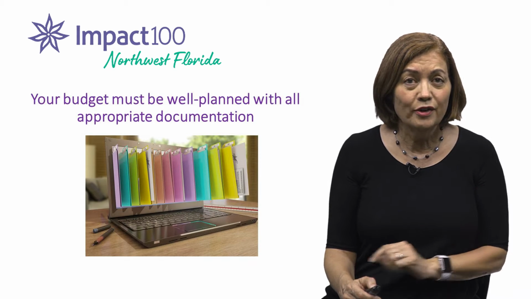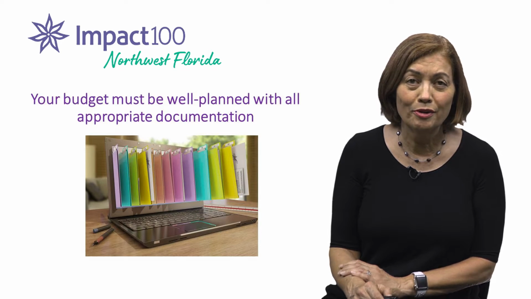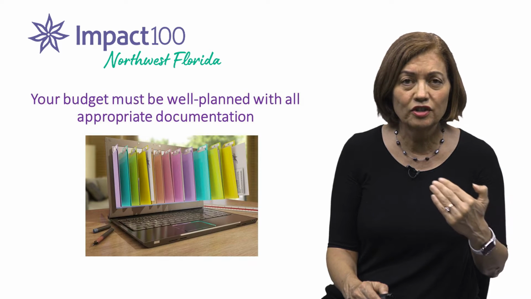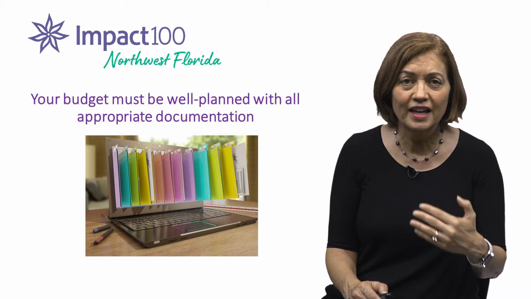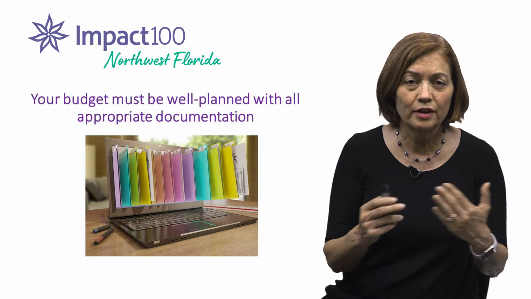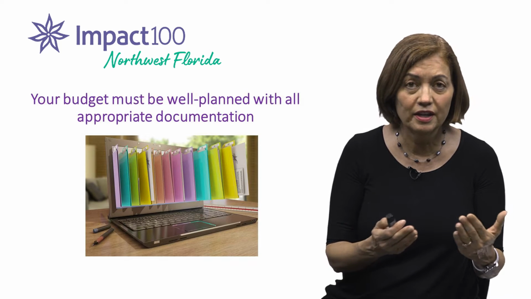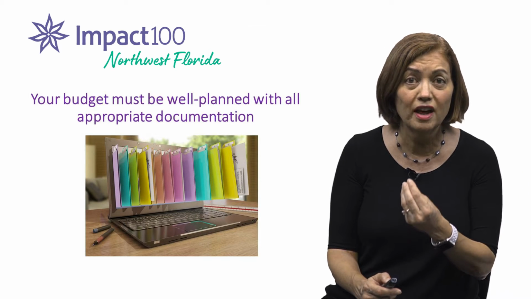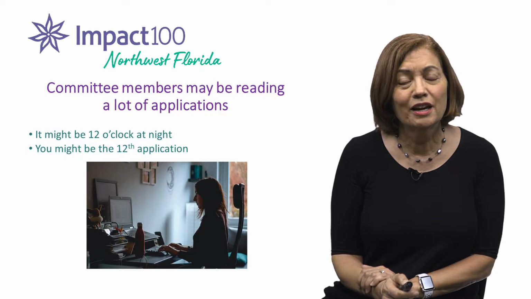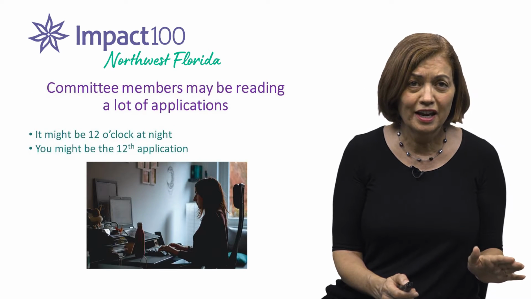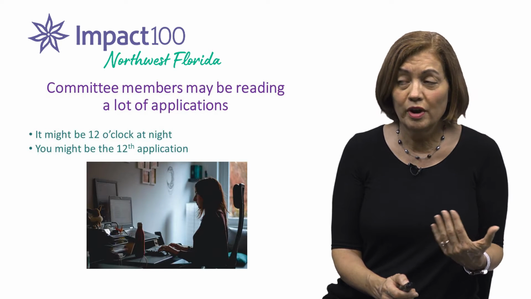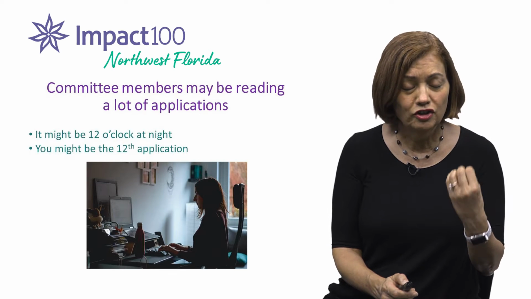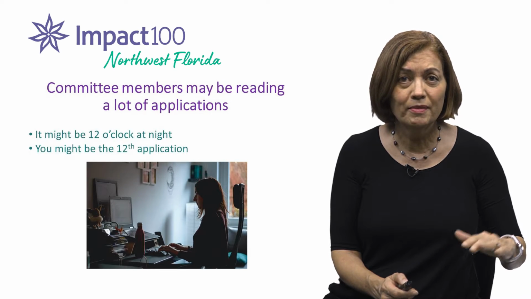A critical element of your application is the budget. It's important that it's very well planned and that all the documentation is right there and accessible and clearly labeled so that when the grant committee members are reading the application, they really understand your budget and know that they've got all the appropriate documentation they are looking for. One thing to keep in mind is that committee members may be reading a lot of applications. So it might be 12 o'clock at night by the time they get to your application. You might be the 12th applicant, so just make sure that you're making it as easy for them as possible.